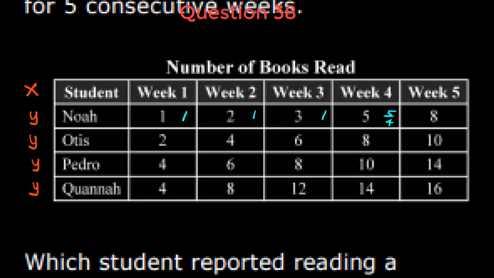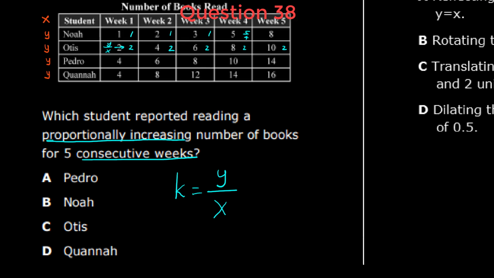For Otis, we will have 2 over 1, 2; 4 over 2, 2; 6 over 3, 2; 8 over 4, 2; and 10 over 5, 2. So the y over x ratio was the same all along, so it was 2. So for Otis, we got a proportional relationship. So the correct answer is C.